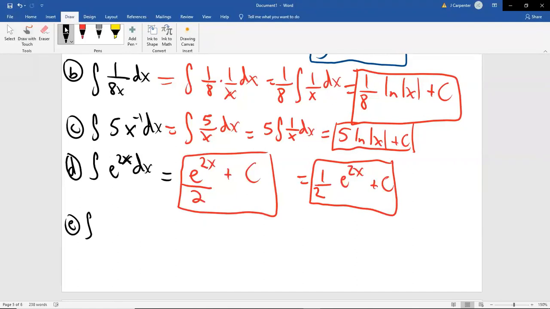If you don't trust this, do the derivative. When you take the derivative of an exponential with a complicated exponent, it's the derivative of the exponent times the exponential itself. The derivative of 2x is 2. This 2 times this half will cancel, and it'll give you a 1, and then you still have your e to the 2x. It does work. Again, try that on your own if you're not sure.